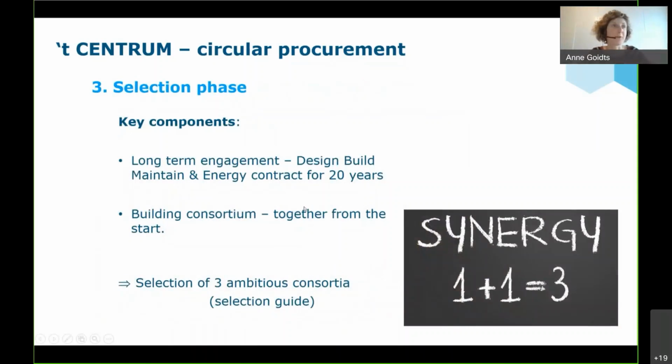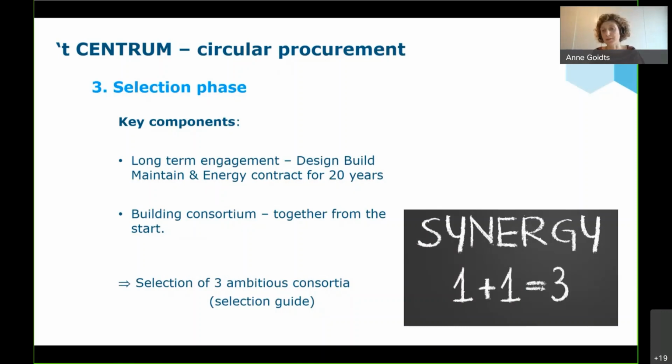And then we came to the selection phase. At that moment, the consortia had to deliver a paper of 2,000 words, with some references, and of course some other official documents. And the consortia just have to present themselves, of course. And the goal was, we will have a building with a long-term engagement. So it will be a design, build, maintain, and energy contract. So DBME, a contract for 20 years. So not only the building, but also the maintenance and the energy afterwards.